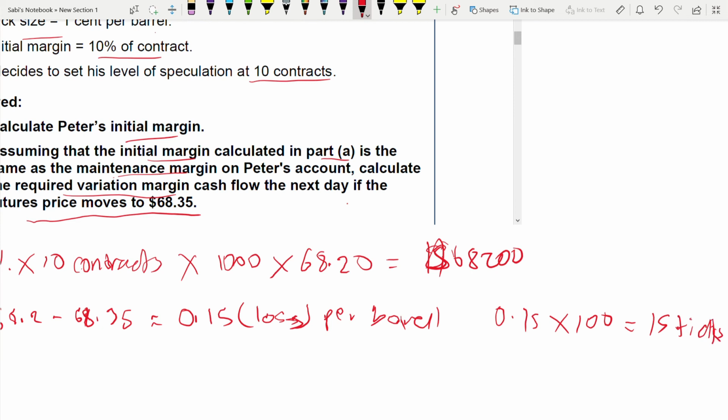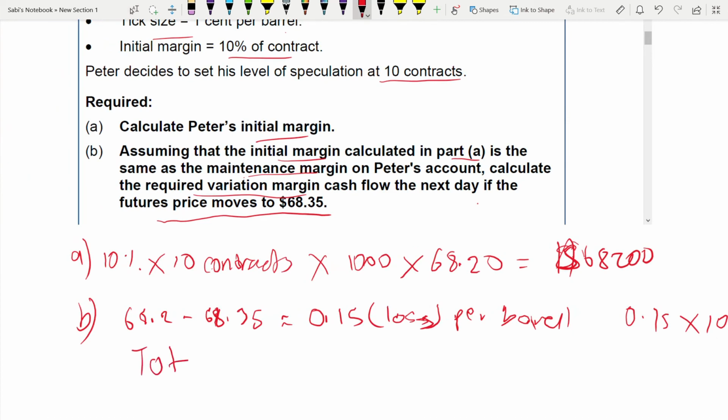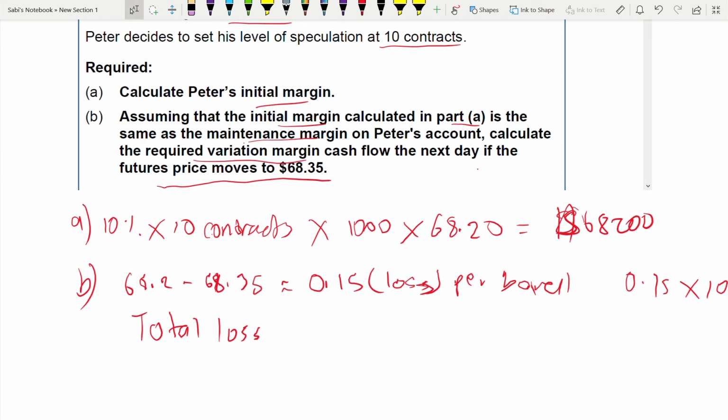Loss 15 ticks. And you want to find the total loss. Just knowing 15 ticks is not enough. You need to know the total loss. Always you have to find the total loss. How do you find the total loss? Multiply the number of contracts with the ticks. How many contracts? 10. What is the loss? 15. And what is the per tick value? 15 ticks are there, but per tick, one tick is how much? You need to multiply it by 15.